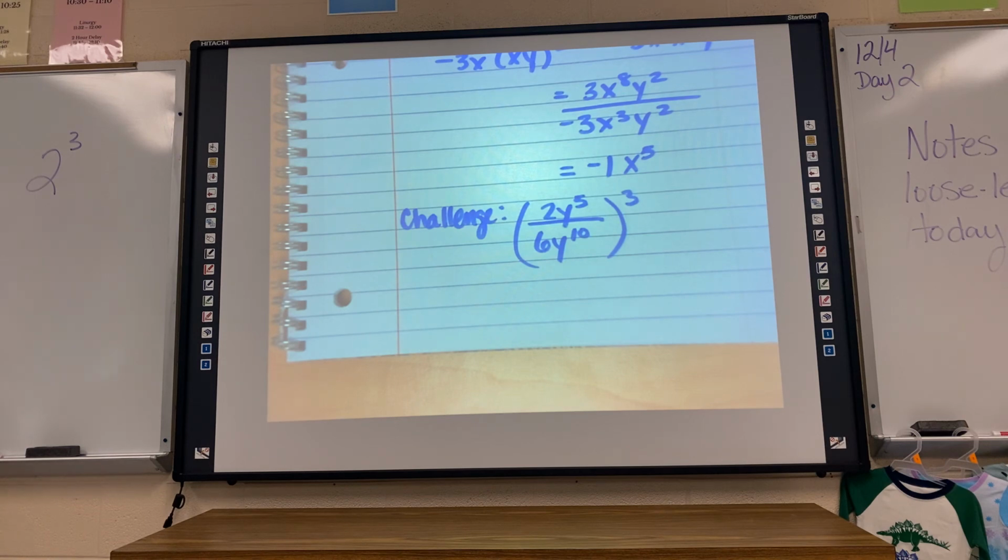I need a calculator for this one. Those are the coefficients, right? And that's being divided. Oh.